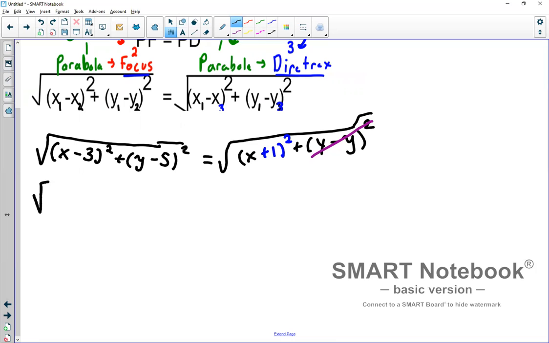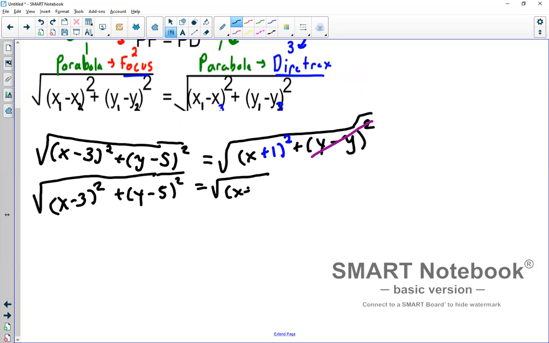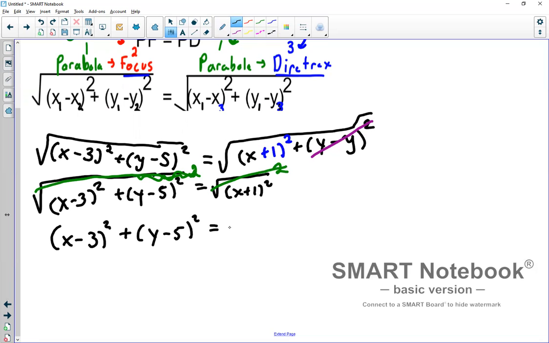Now I'm going to rewrite this as x minus 3 squared. And you might be wondering, do I FOIL out? Do I distribute? What do I do? In this case, because both sides have a square root, just square both sides. Squaring both sides will get rid of the square root, which means we don't have to deal with that square root anymore. In that case, we're just going to have x minus 3 squared plus y minus 5 squared equals x plus 1 squared.